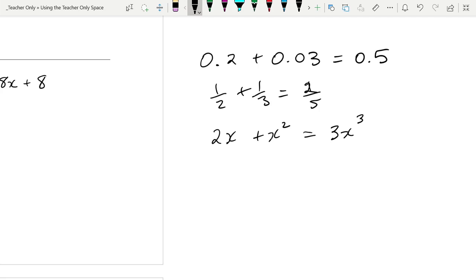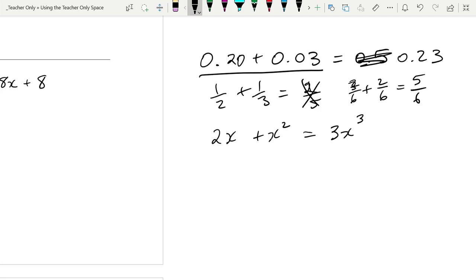But the difference is, I can, of course, make these alike up here somewhere. I can make those alike. I can just slap a 0 on there and say that it's 0.23, right? I can make these alike by making this 3/6 plus 2/6, which is 5/6.